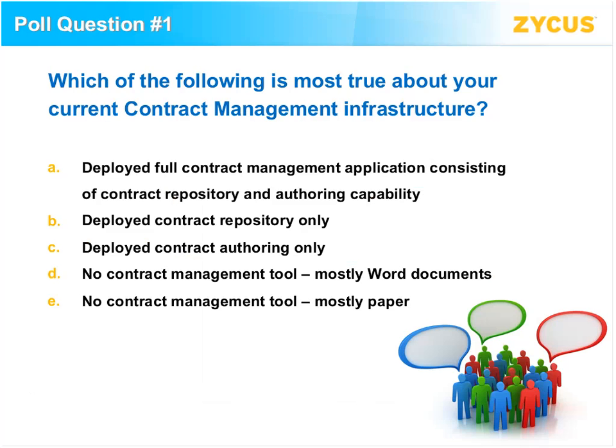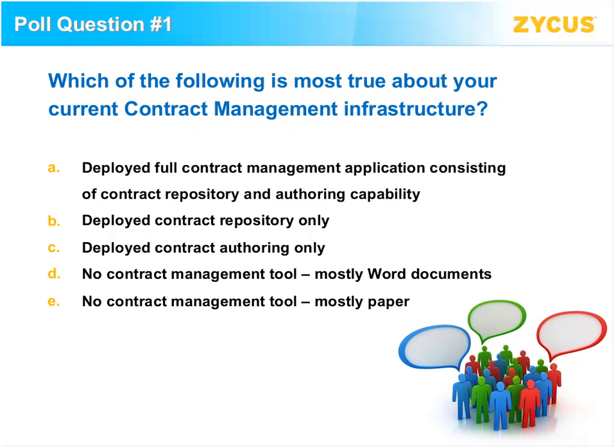But one of the things I wanted to do at this point is actually now poll our audience today, at maybe a slightly more granular level than what we just showed on adoption, because sometimes when we talk about contract management, from a technology application standpoint, that may mean only a searchable repository that houses all the agreements, or it may mean authoring tools as well. So the question as we framed it here is, what is the most true about your current contract management technology infrastructure?